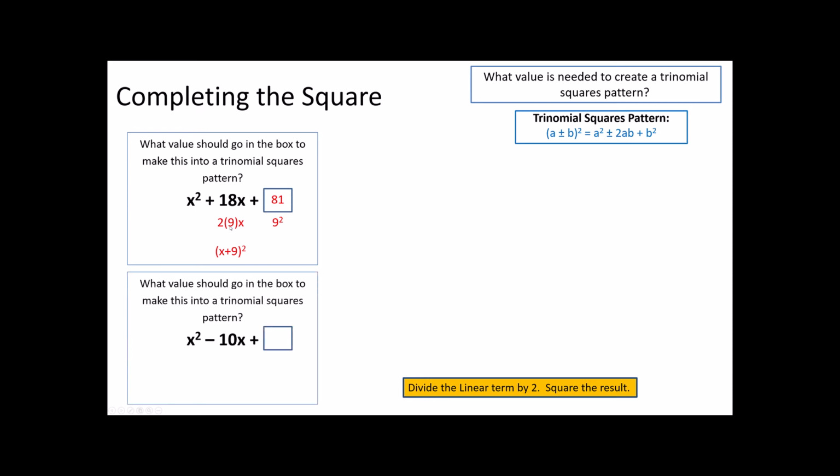Let's do another one. If I give you x squared minus 10x plus something, can you figure out what needs to go in this box? Let me remind you that the middle term has to be the square root of this, well that's the x, and then it has to be times 2 times the square root of this. Well, 10x is 2 times 5 times x. The x squared is over here, the 5 squared is here, so this must be a 25. This is a trinomial square. In fact, if I wanted to factor this, this would be x minus 5 times itself.